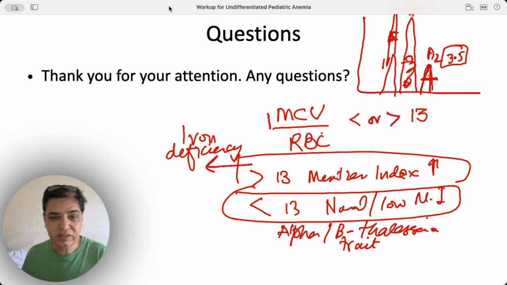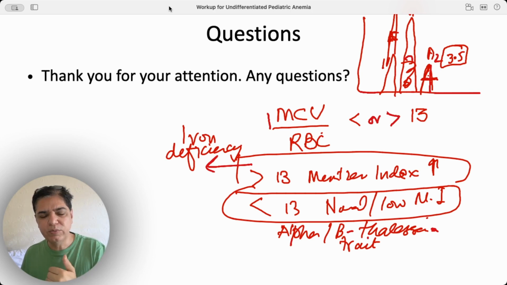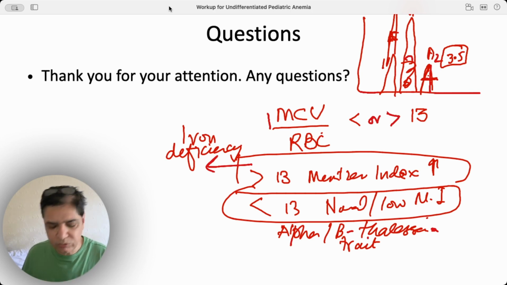And for the Menser index, that is MCV divided by RBC count in millions. So for example, if your RBC count is 5.5 into 10 raised to the power 12, you just take the 5.5 and divide by it. So if it is greater than 13, you are dealing with iron deficiency. If it is less than 13, you are dealing with thalassemia traits. So that is the significance of the Menser index.